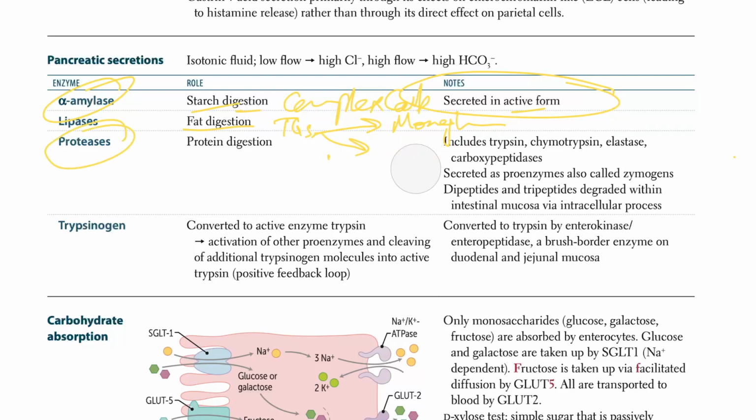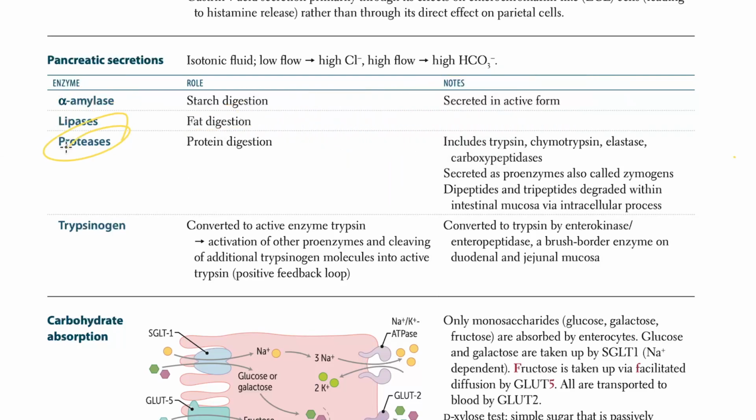Now let's talk about proteases. Well, proteases, these are pro-enzymes in inactive form. So we need that for protein digestion. Their active forms include trypsin, chymotrypsin, elastase, and carboxypeptidase. These are their active forms. They are secreted as proenzymes, also called zymogens. Dipeptides and tripeptides are degraded within the intestinal mucosa via intracellular processes.